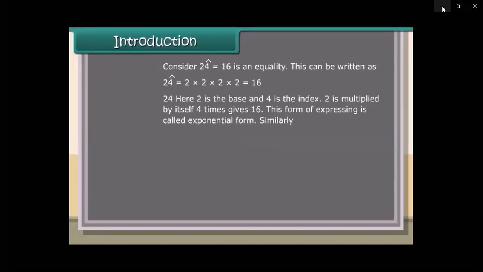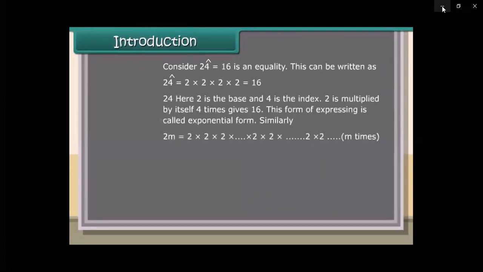So in this case, we can see that 2 raised to the power 4 is not 24. In 2 raised to the power 4, 2 is the base, right? So 2 is the base and 4 is the index, or we can say the power of 2. So when 2 is multiplied by itself 4 times, it gives 16. This form of expressing is called the exponential form for expressing any number.